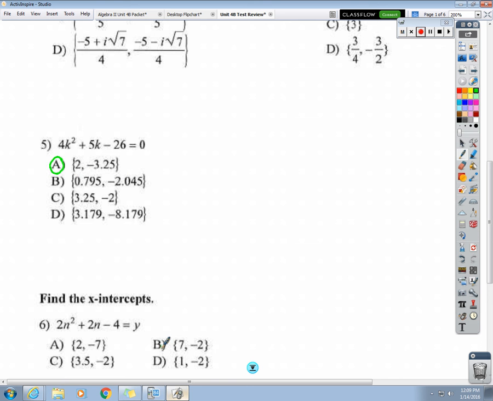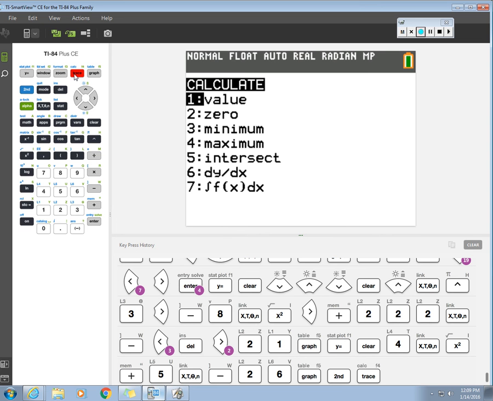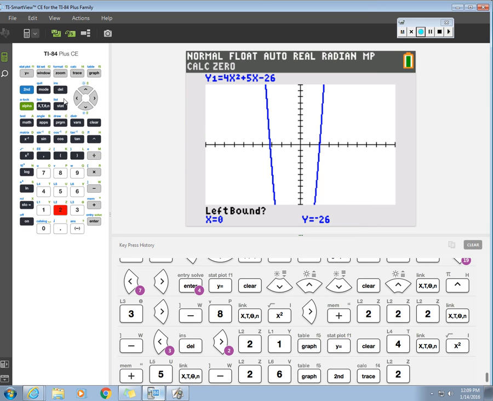Now, if it's not that easy, like say your choices are 2, negative 3.25, 2, negative 3.4, and so they're really close, what can we do to get the exact location of this one? Second trace, but then what are we trying to find here? The zero. So we hit number 2, then you move your cursor around to it till it gets there.